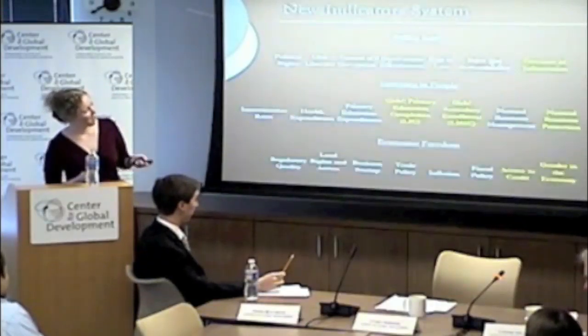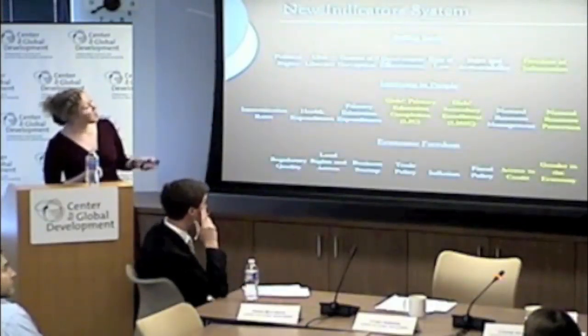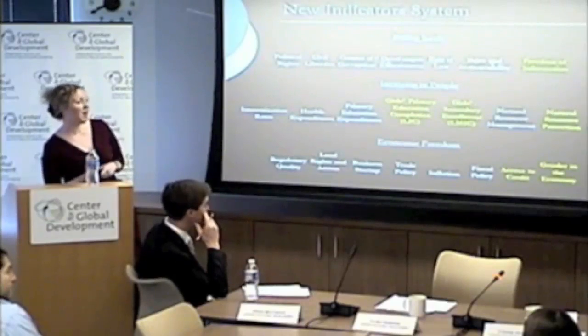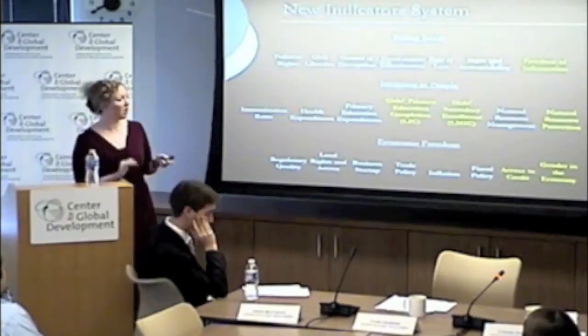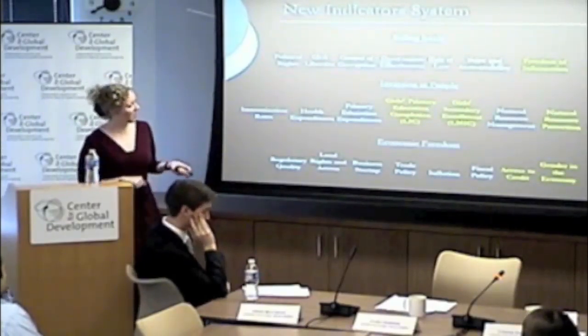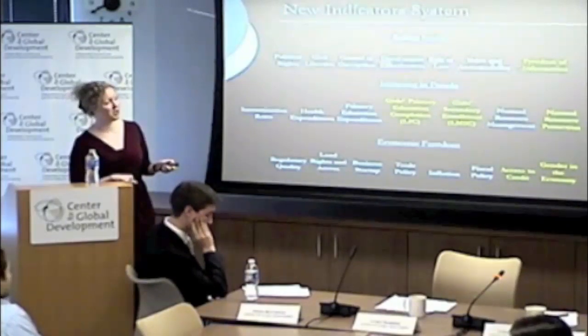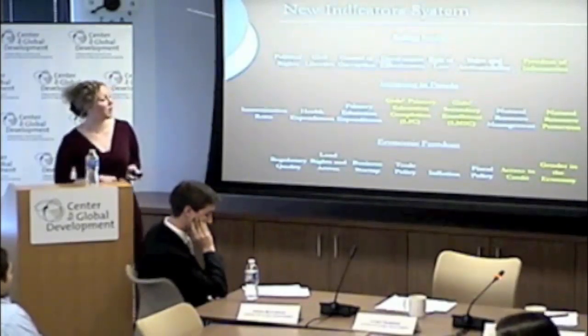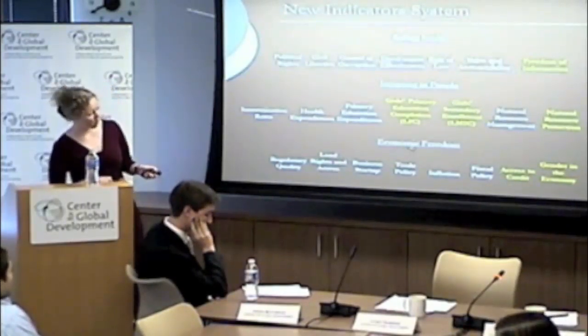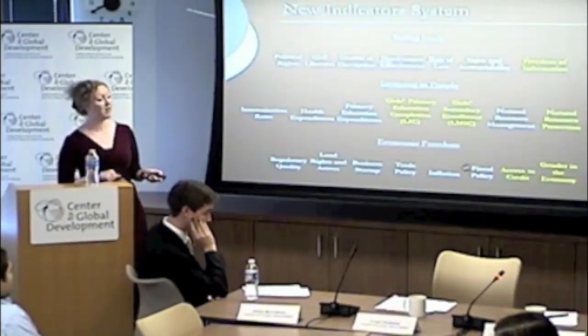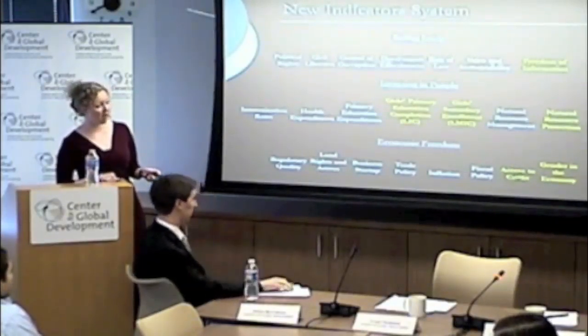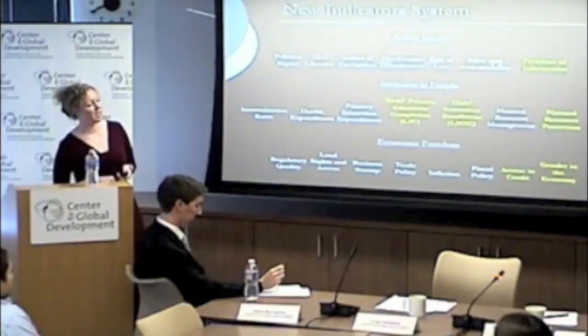This year, there are new indicators, new thresholds, and a change in the rules. And I'll run through these very quickly. So instead of the voice and accountability indicator, it's been replaced with the new freedom of information indicator in the ruling justly category. In the economic freedom category, two new indicators have been added, the access to credit indicator and the gender in the economy indicator.